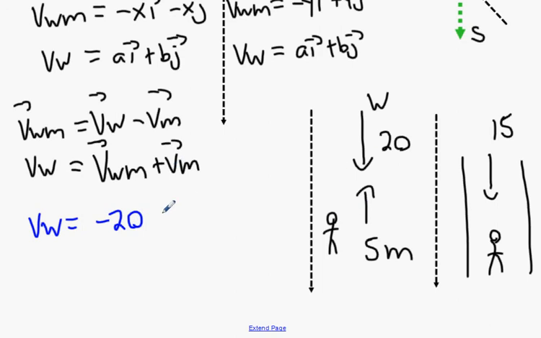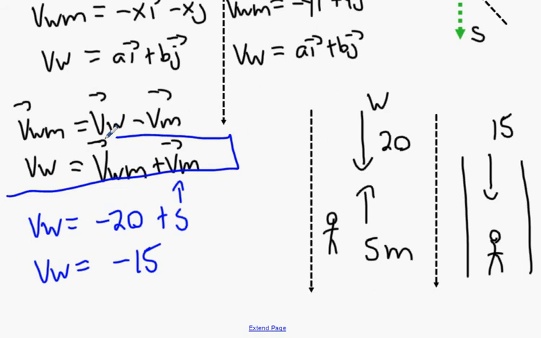The velocity of the man is plus 5. This means the velocity of the wind is minus 15. So that formula we have here actually makes a lot of sense. It will tell us how it works, okay?